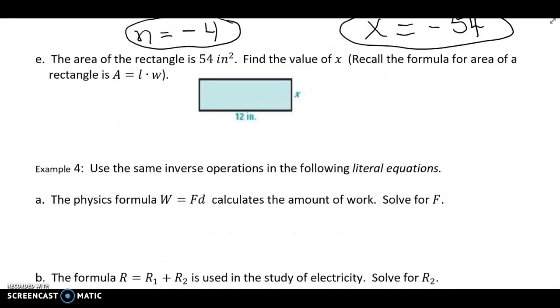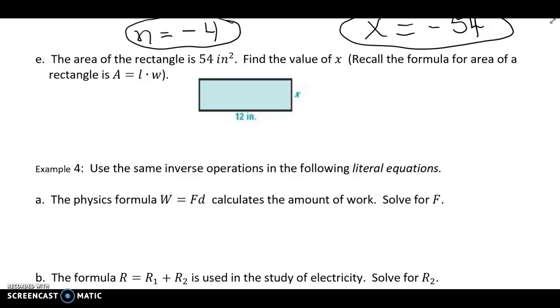Part E, the area of a rectangle is 54 inches squared. It says find the value of x. So we want to recall the formula for the area of a rectangle. The area of a rectangle is A equals length times width. Area equals length times width. All right, so we're going to use that formula.